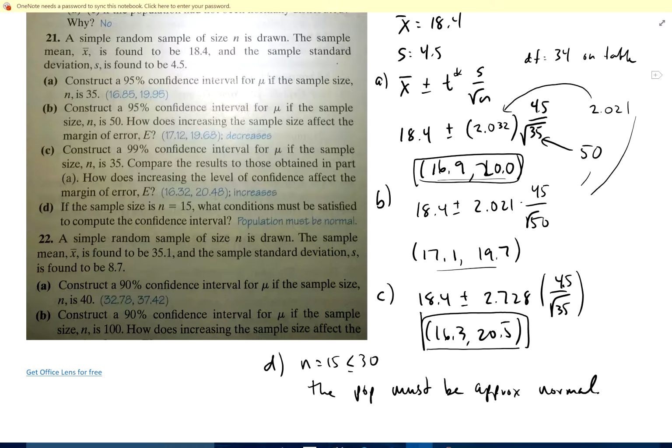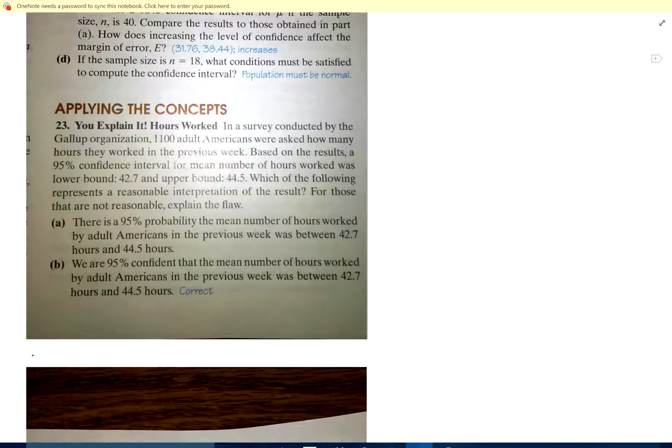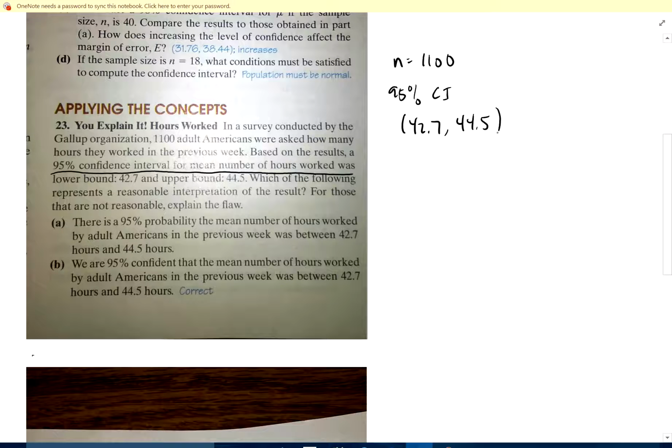Let's look at 23 on this one. 23, hours worked. N is 1100. We want to make a 95% confidence interval for the mean number of hours worked. And so we found a 95% confidence interval to be 42.7 lower and the upper 44.5. Which of the following is a reasonable interpretation of the result?